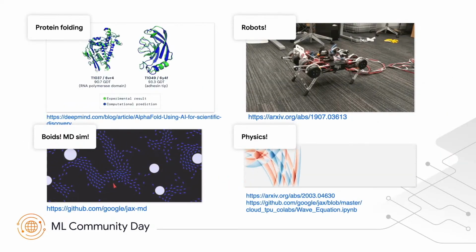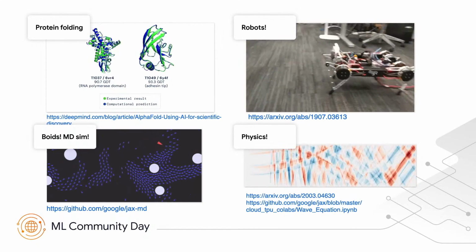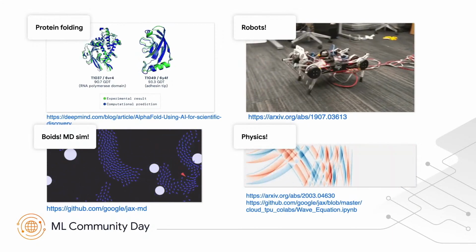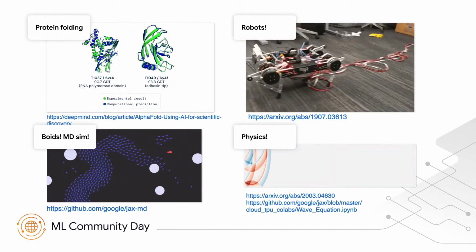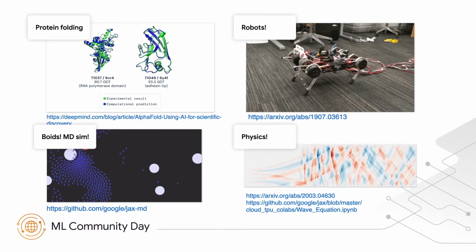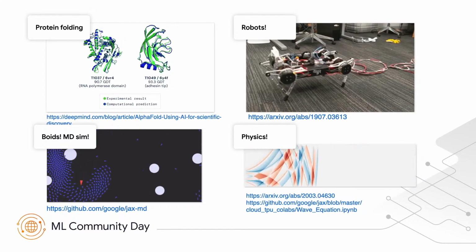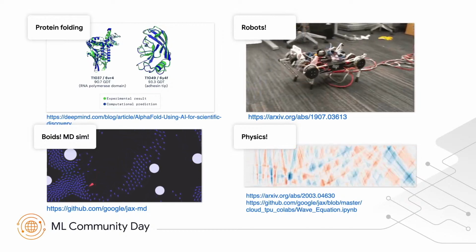So this has been really powerful for use across Google and outside Google as well. These are just a couple of examples of applications that JAX has powered. On the top left, we have protein folding. This is AlphaFold from DeepMind. The current version of AlphaFold runs on JAX. I won't say much more about that because there's another talk in this session that dives into it.